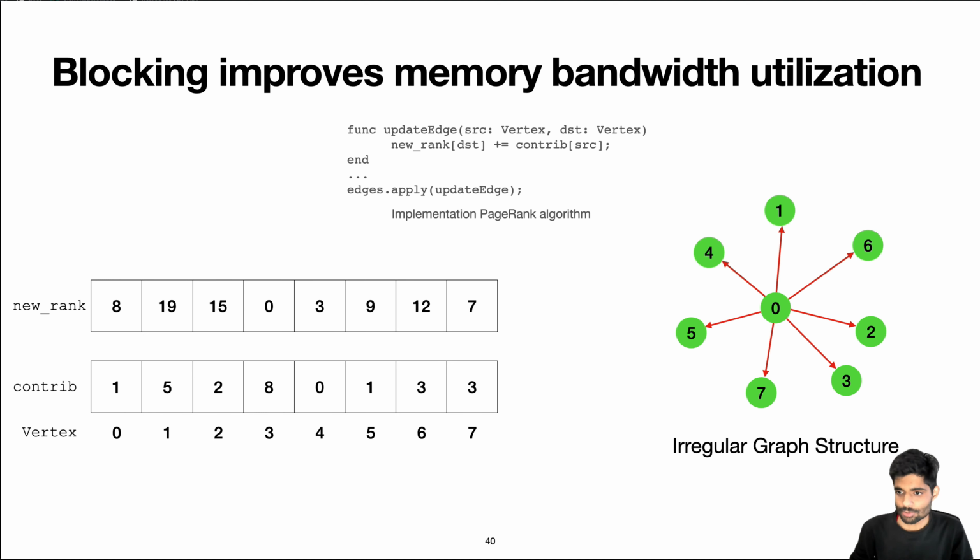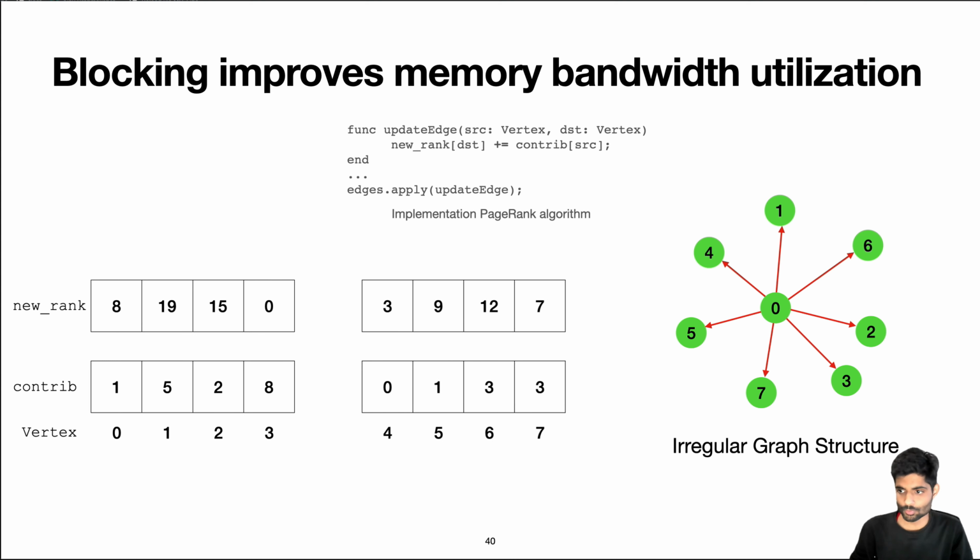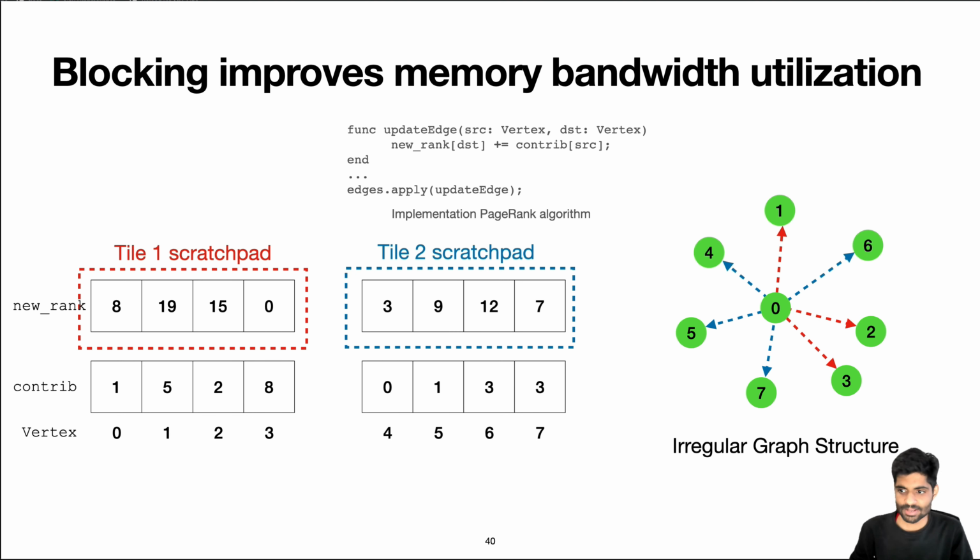To get around this, we partition the vertices in the graph and the edges incident upon them into two parts and assign them to separate cores. Each core brings the vertex data of the vertices assigned to it into its core-local scratchpad and only processes the subset of edges incident on those vertices. This greatly increases the reuse we can get from the scratchpad, improving our memory bandwidth utilization.